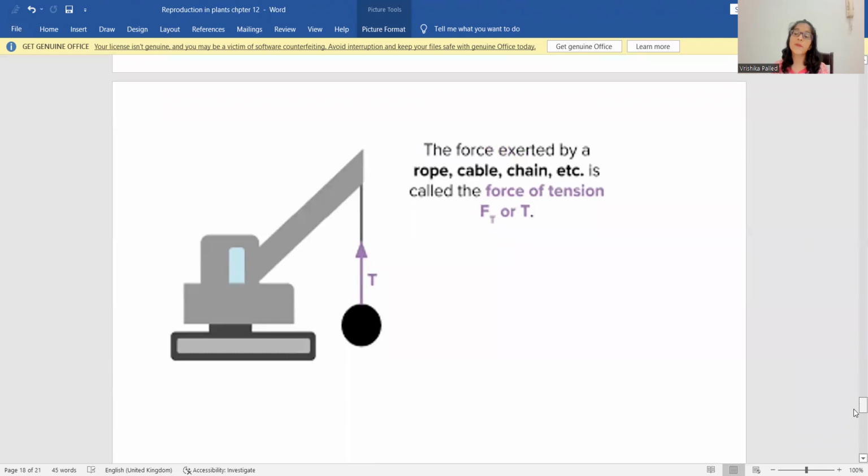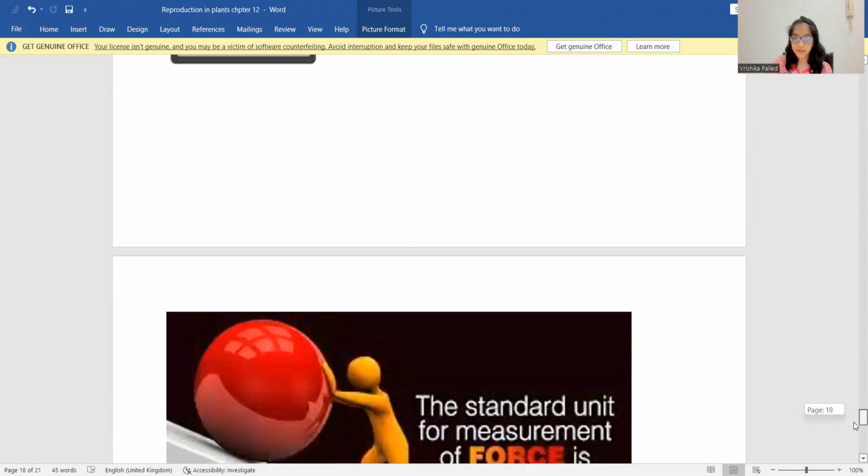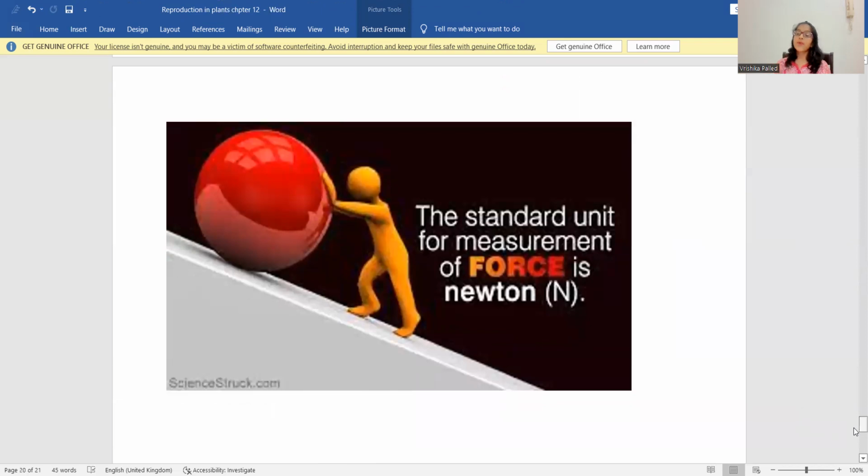There is another type of force known as the tension force. The force exerted by a rope, cable, chain, etc. is known as the force of tension. Now, what is the standard unit of force? The standard unit for measurement of force is Newton, named after a great scientist.